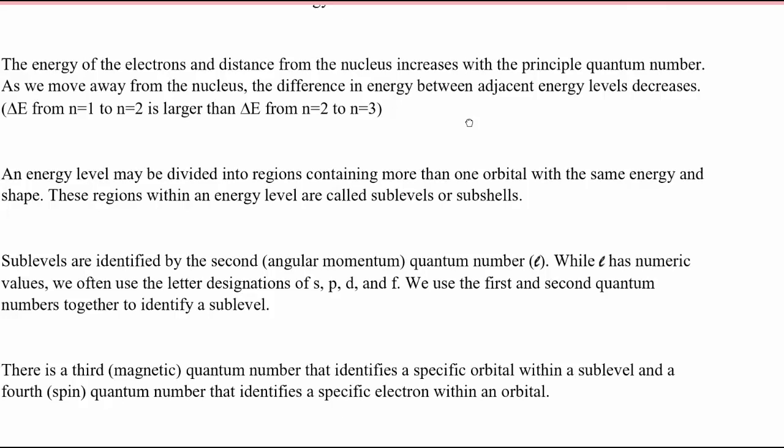All right, and so if I'm going to identify a specific sublevel, I'm going to use the first quantum number that's going to tell me, okay, how far from the nucleus is this? What is its energy? And then the second quantum number is going to say, okay, what is the shape of this orbital?